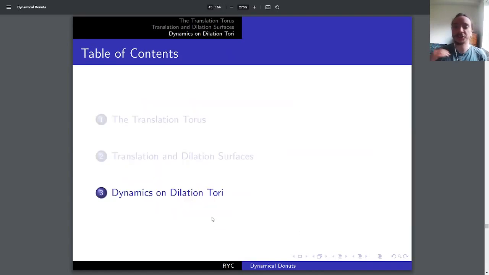So we've already seen that dilation surfaces can have some pretty weird behavior, and we're not really sure what's going on here. So what we should do is try to think about a simple example of what a dilation surface is like. So let's take our analysis for the translation torus, and let's think about an analog for the case of dilation surfaces. And this is why we're going to think about the dynamics of dilation tori.